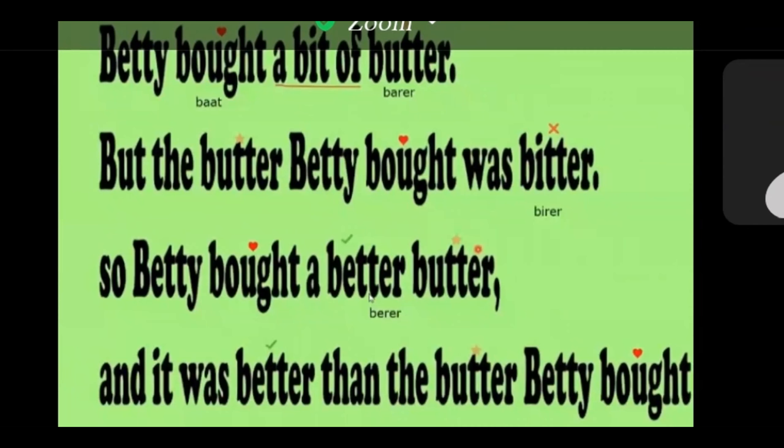Very bad, a bit of butter, but the butter, very bad, was bitter. So very bad, a better butter, and it was better than the butter, very bad.